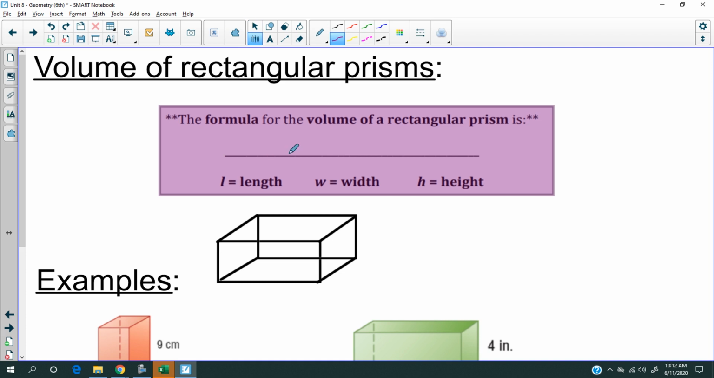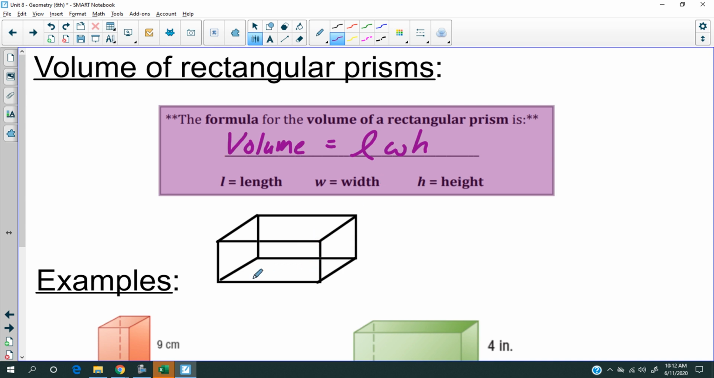Now, here's the formula for volume. So let's write this down. To find the volume of a three-dimensional object, and in this case it's a rectangular prism, so a box, the volume of a box is the length times the width times the height. Again, volume: length times width times the height.